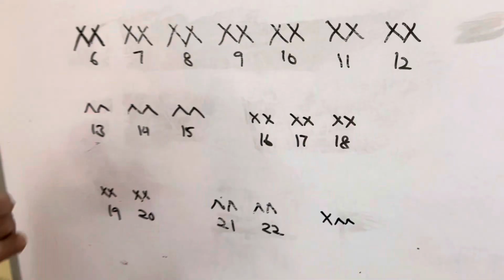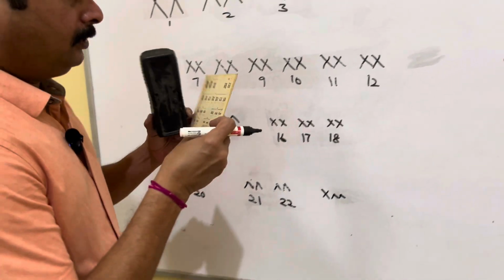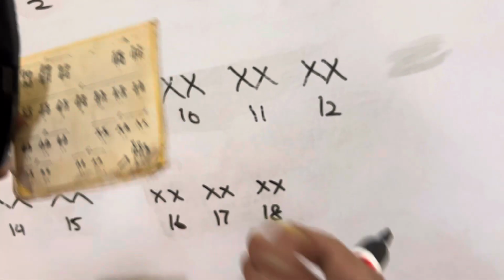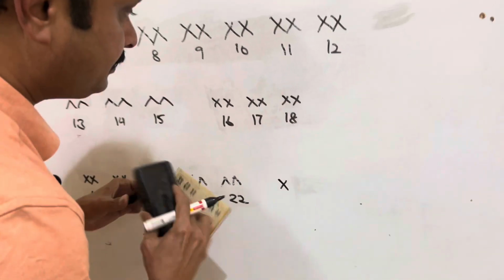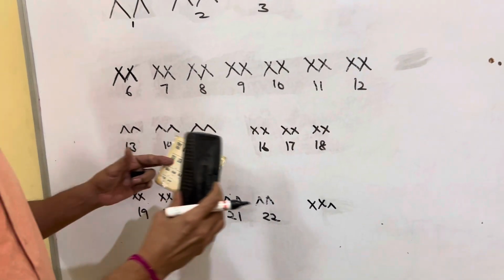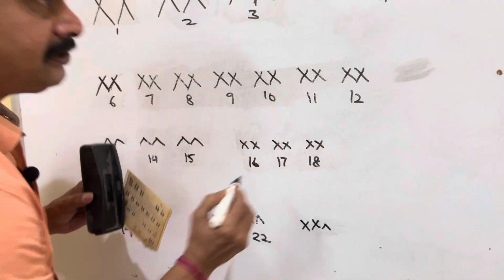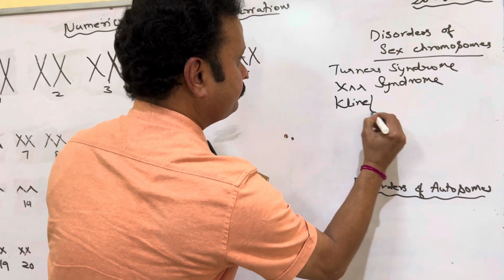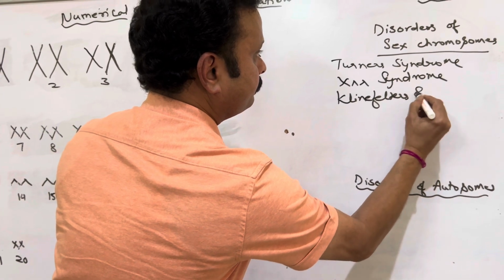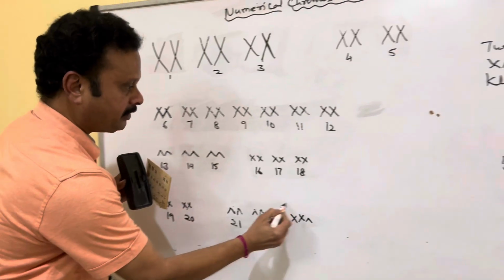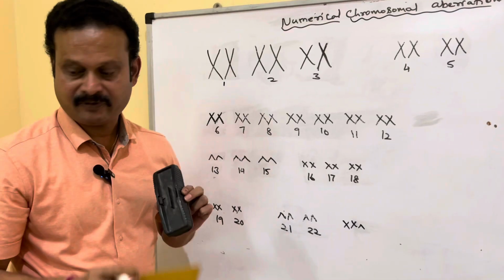Okay. Similarly, this one, if you see what is this? At the end it is two X and one Y. So if it is like this, two X chromosomes and one Y chromosome, it is a male but with an additional X chromosome, which we call Klinefelter syndrome. The karyotype here is 47,XXY.